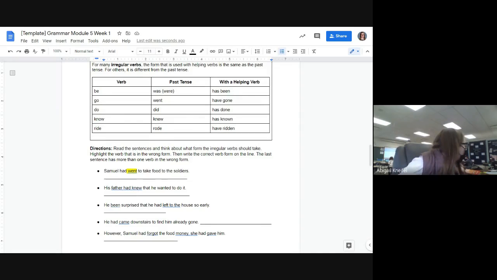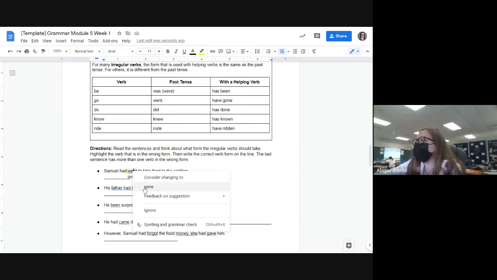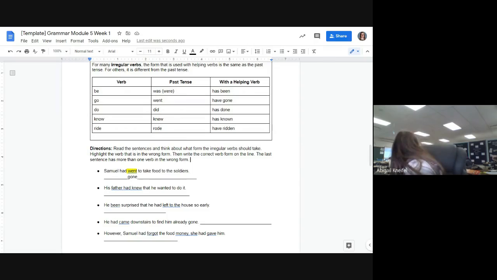Michaela? No. I disagree. Rochelle? Had gone. Instead of go, it is went, then it's have gone or had gone. So, Samuel had gone to take food to the soldiers. If you were to click on it, that's literally what it suggests we do, is change it to gone. So, that's what we were supposed to do.